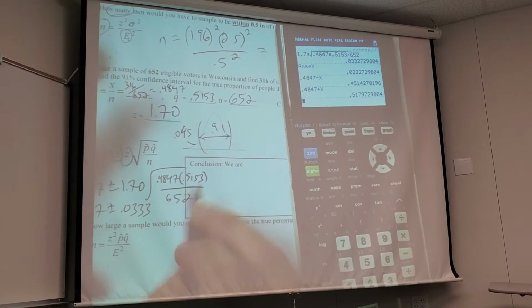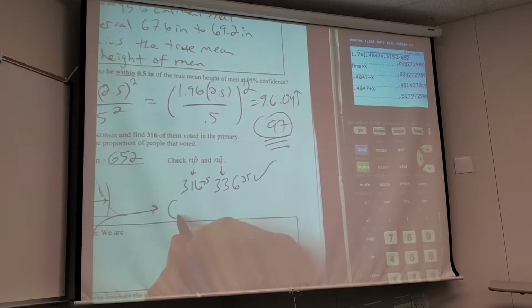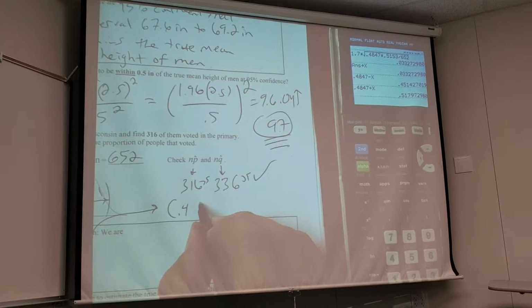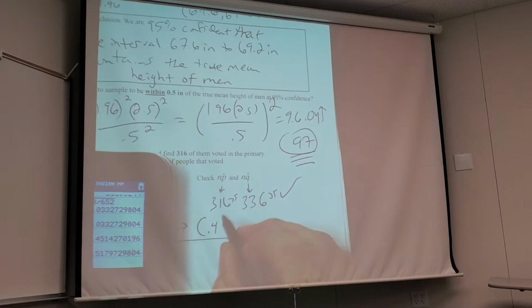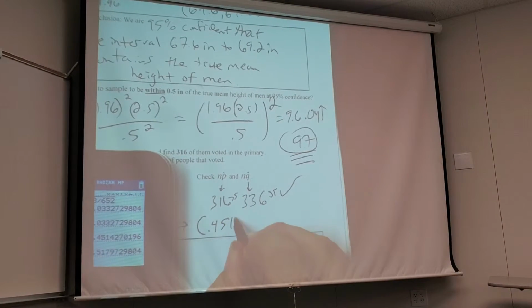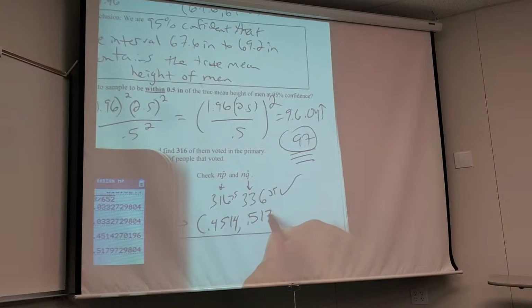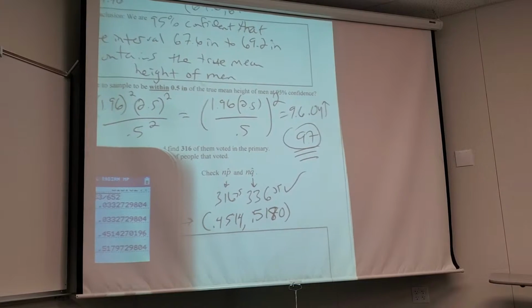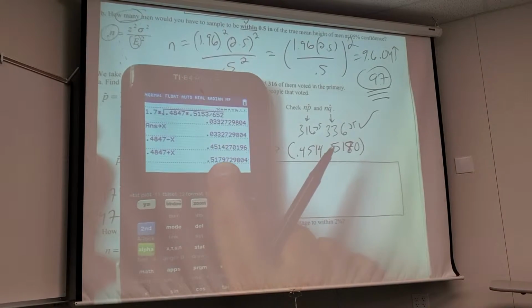So I'm going to put my little confidence interval up here. 0.4514 up to 0.5179. Oh, so it's going to be 80 actually. Is that cool? 0.4514 up to 0.5180.